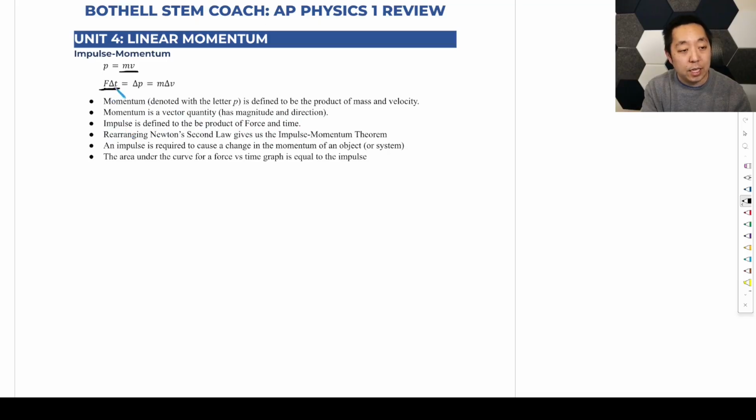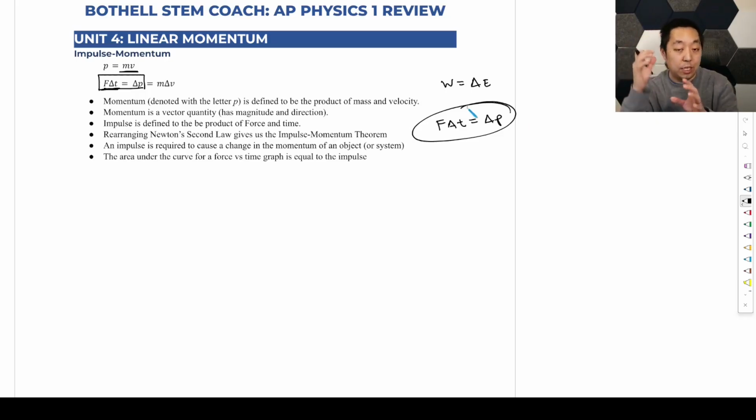Impulse is our key equation. Kind of like in work and energy, we used work as the change in energy. Here we're going to do the impulse is the change in the momentum. This is our key equation. Now, just keep in mind that even though the process is going to be very similar to work and energy, because of the vector component nature of this, it is going to matter.